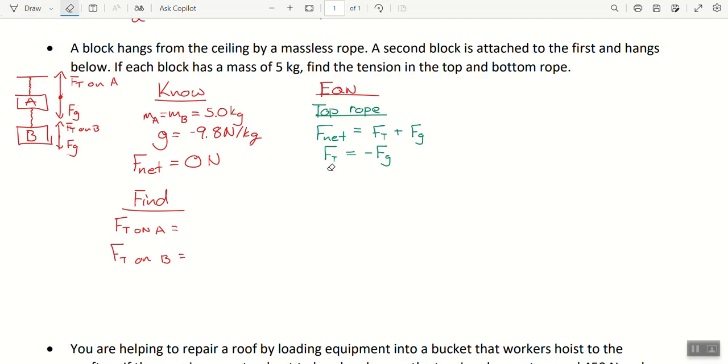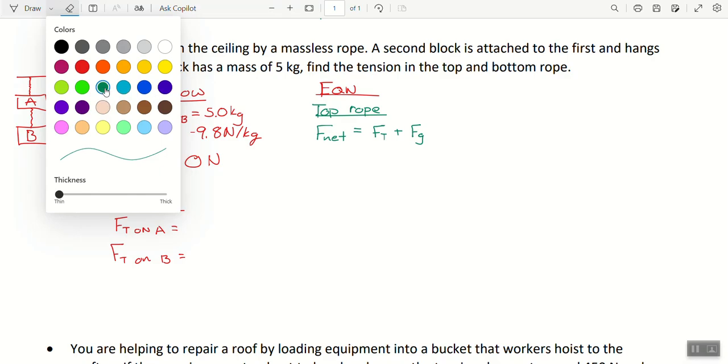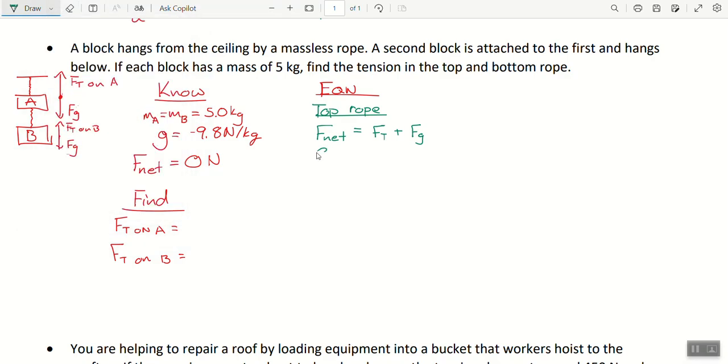Okay, so check it out. I will add this other line in. You don't have to. If you're cool with that, it's up to you how much you write. I know that because it's not moving and there's no acceleration, the 0 newtons of force is going to be equal to the force of tension plus the force of gravity. Are you cool there? Help me solve for the force of tension. What would you subtract from both sides? Good. And here we are.